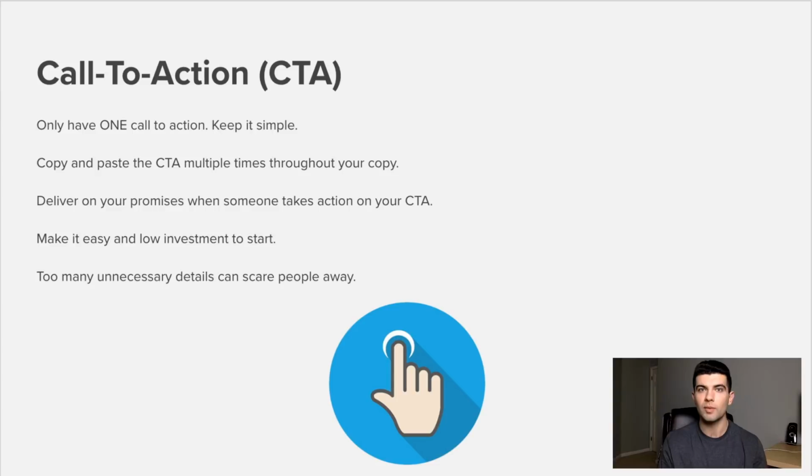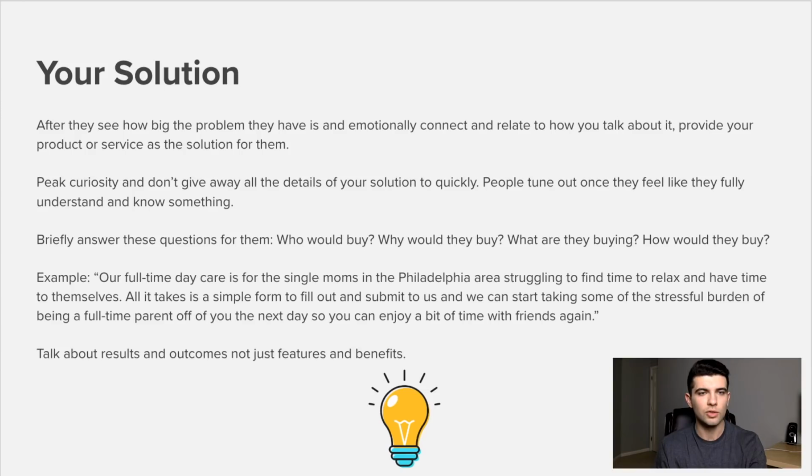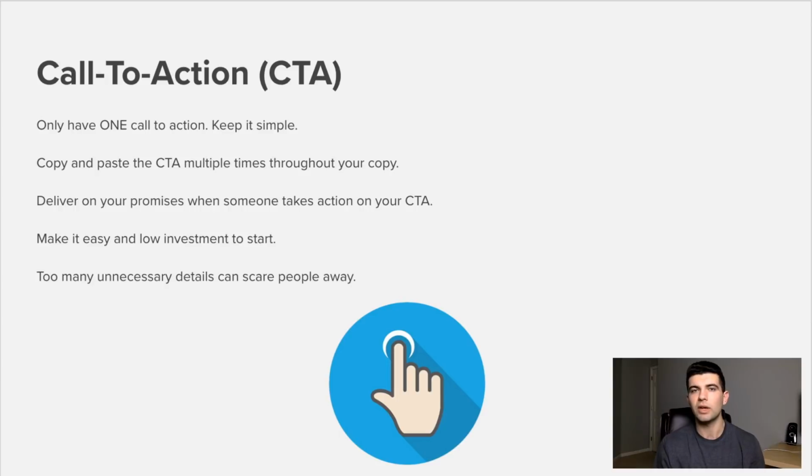Whatever you're promising, just deliver on it, and make it easy and a low investment to start. So like I kind of did here in the solution part of this example, I put all it takes is a simple form to fill out and submit to us. Now that's super low investment and very easy to do. All someone has to do is fill out a form and it sends it off, and then their job is done. And if you were trying to do some high investment thing, like go directly to the order page and make this $1,000 decision right away, the person's going to be like, whoa, I don't know your brand, I've never seen this before, and stuff like that.